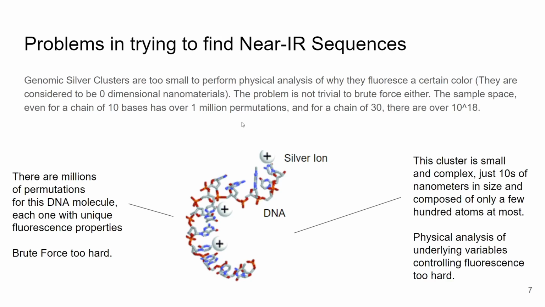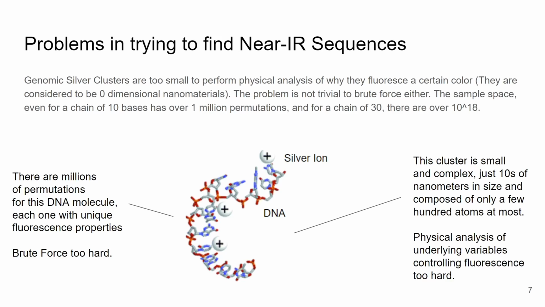So we can't just go in, look at it under a microscope and say, ah, yes, it will fluoresce this color because it has this geometric structure. It doesn't, unfortunately, work like that. There's no way that we're able to do that. They're too small to perform any real physical analysis on of why they're fluorescing a certain color.